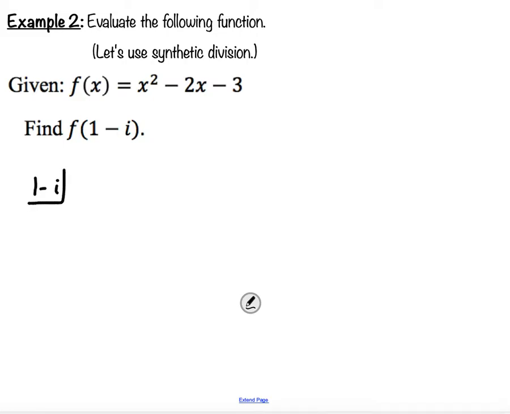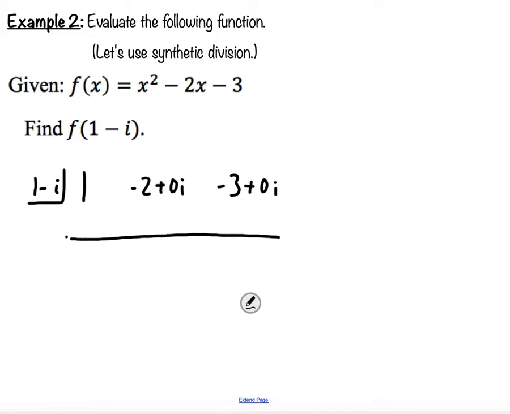And then our coefficients over here, using synthetic division, we can put in the coefficients 1, and then a -2. But because we're using synthetic division with 1 minus i, the easiest way to do this is to put a +0i with this, because it's just a constant there, so we need the other part as well. And then a -3, and I'm going to put a +0i there as well.